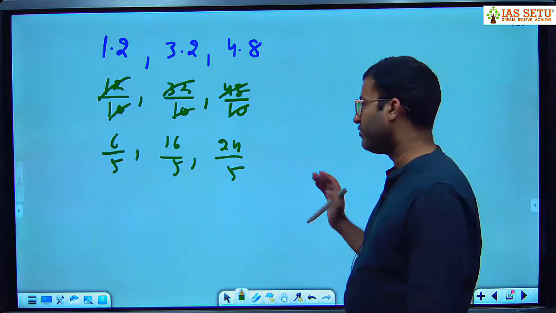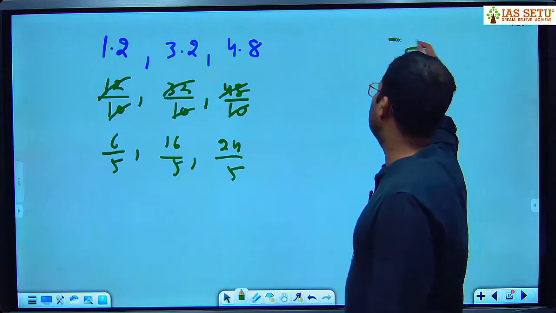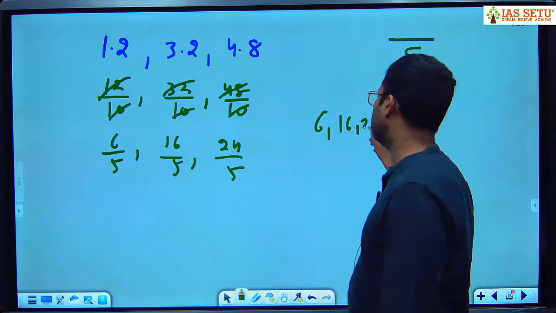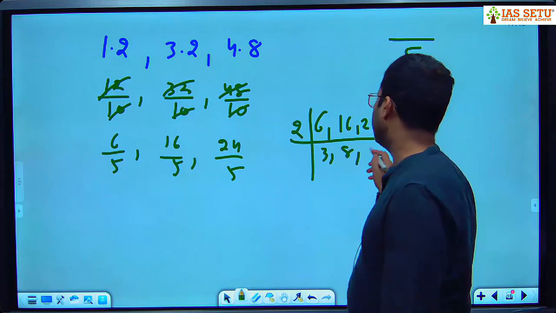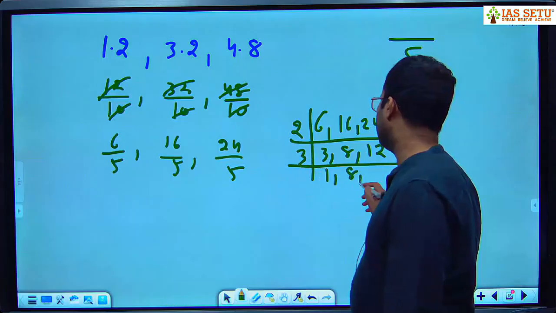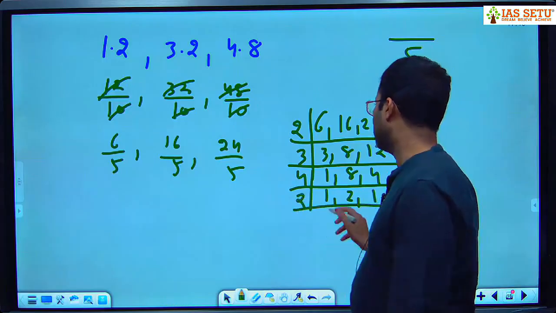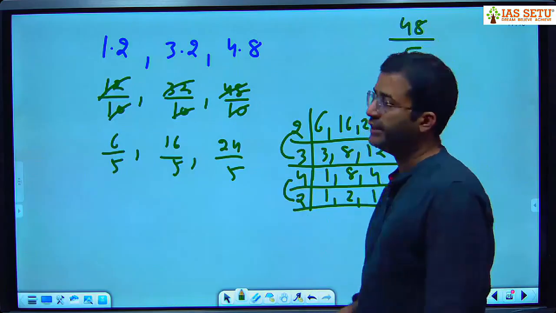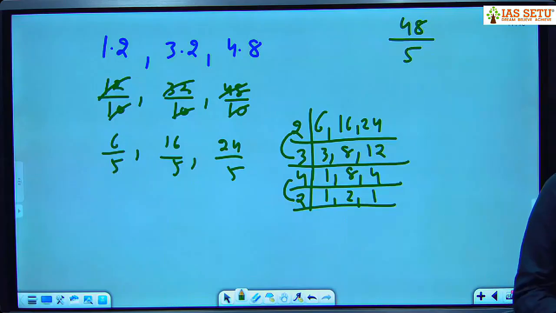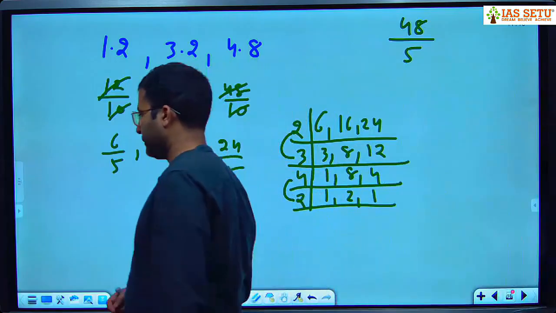Denominator तो same हो गया, 5, 5, 5, HCF of 5, 5, 5 is 5. So here 5. Numerator निकालना है 6, 16, 24. So what we will do, we take common, 2 common, 3, 8, 12. 3 common, 1, 8, 4. So you take 4 common, 1, 2, 1, 2 common. So it is 6 into 8, 48. So your answer is 48 by 5. Fine. Very good. Any doubt? Type 1 is clear, type 2 is clear, type 3 is clear.